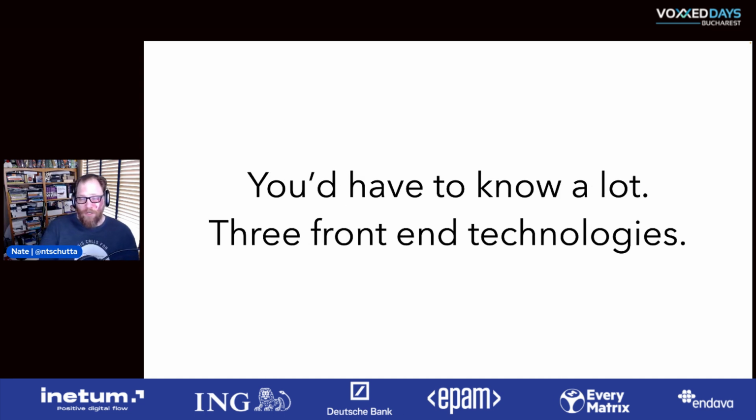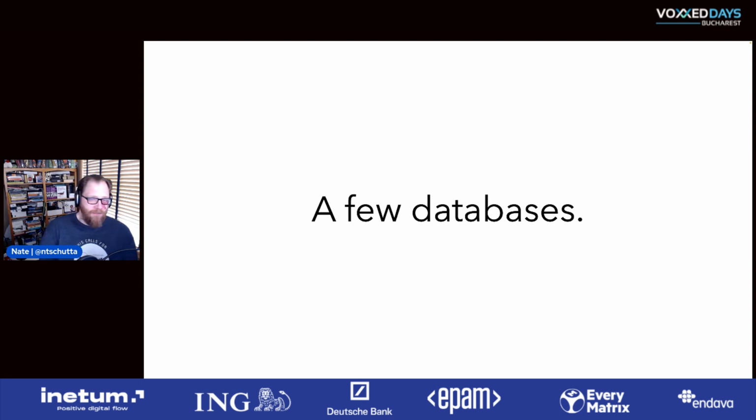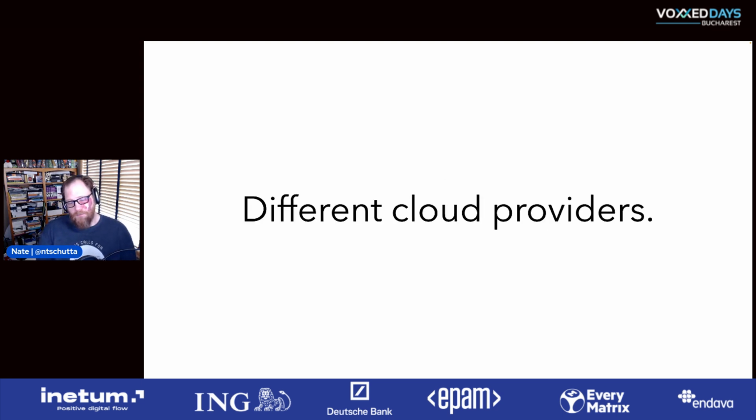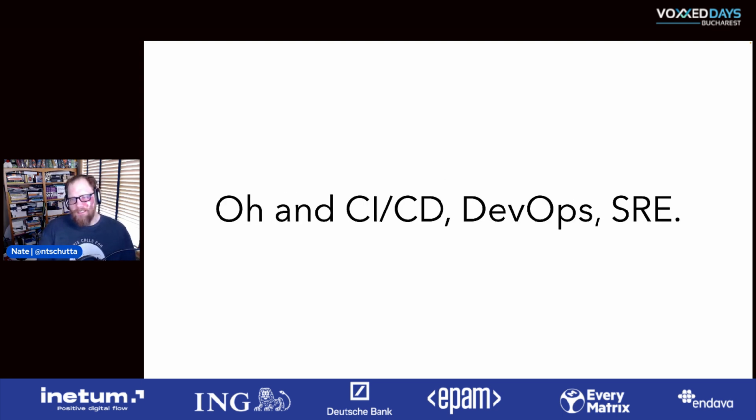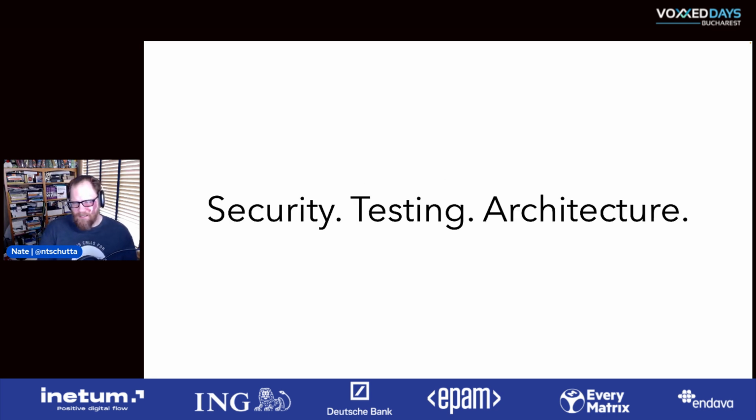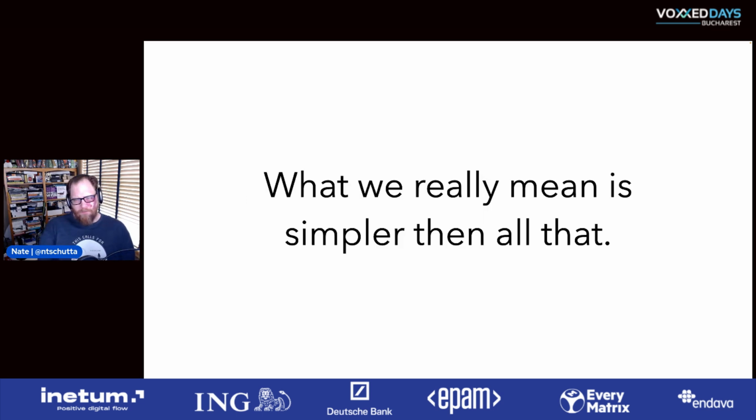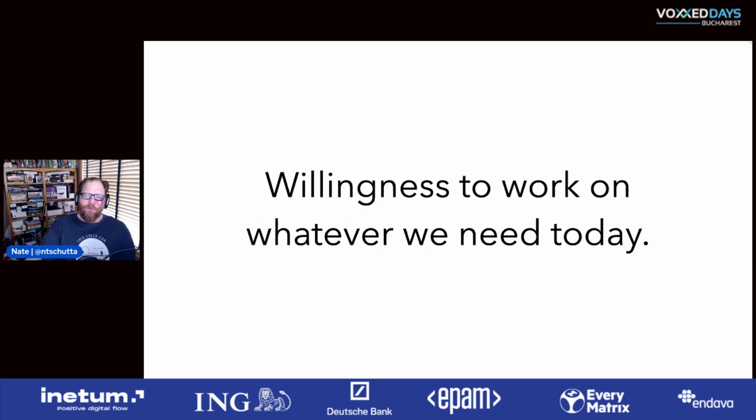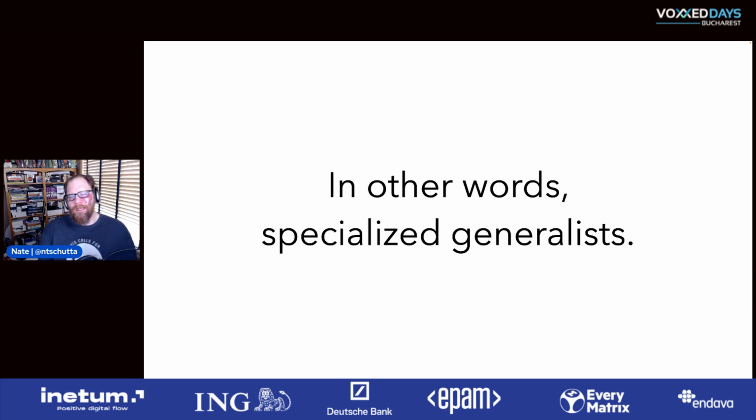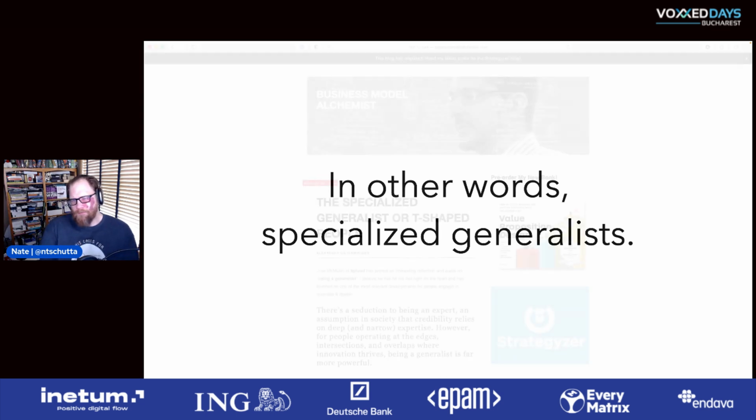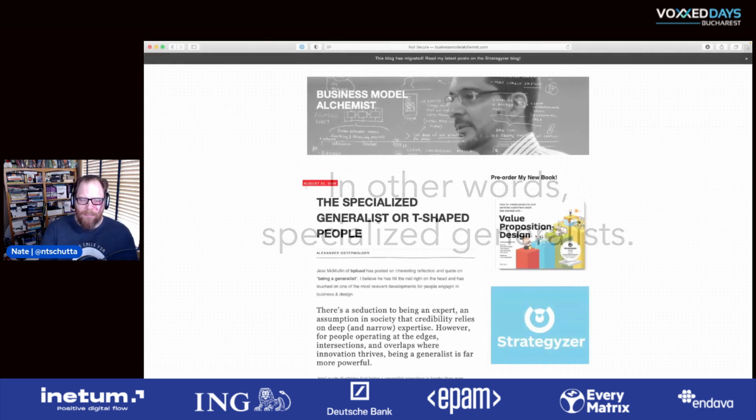You'd have to know an awful lot. You'd have to know multiple front end technologies, a bunch of different databases, a bunch of languages, all three cloud providers. Oh, and don't forget CI/CD, DevOps, SRE, security testing, architecture, design. Where's that person live? That's a unicorn. Doesn't exist. What we really mean, I think, is much simpler than that. It's someone who is willing to work on whatever we need to do today. In other words, a specialized generalist, or some people call this T-shaped.